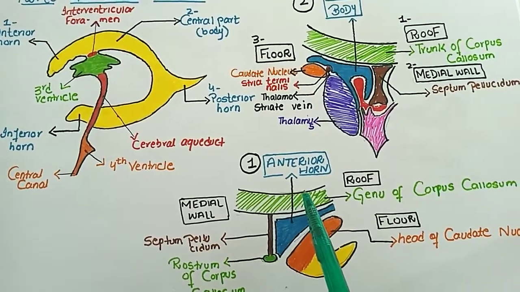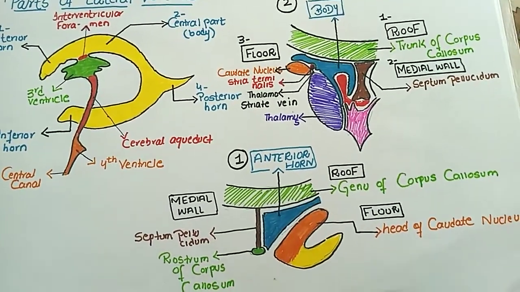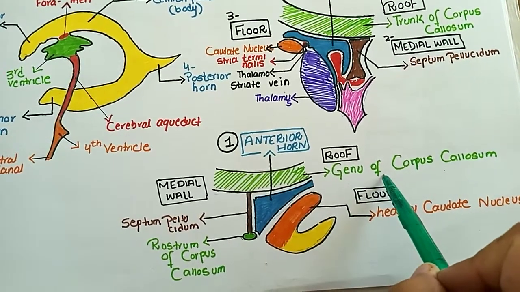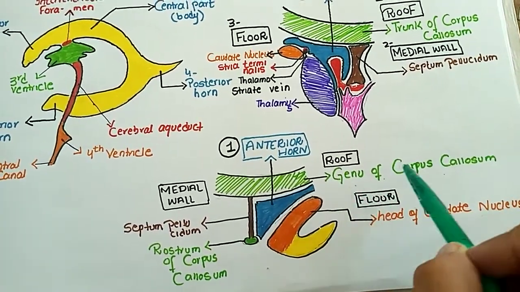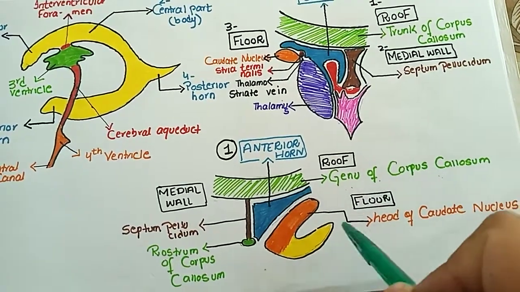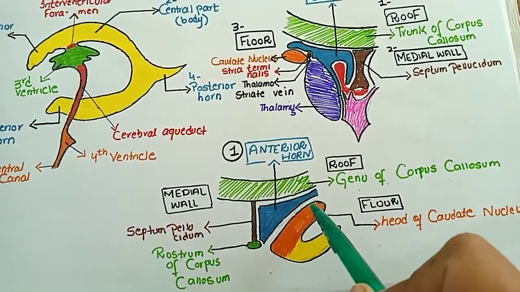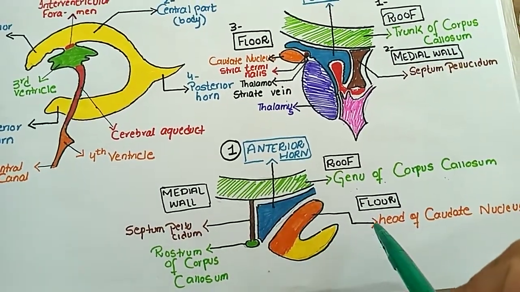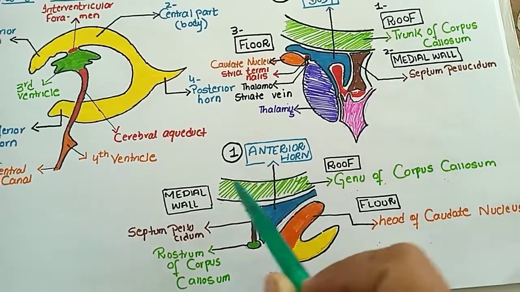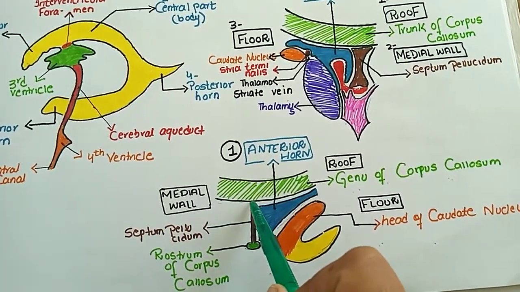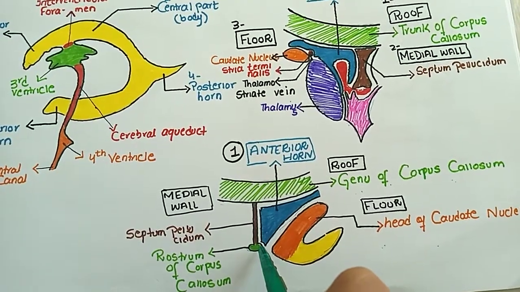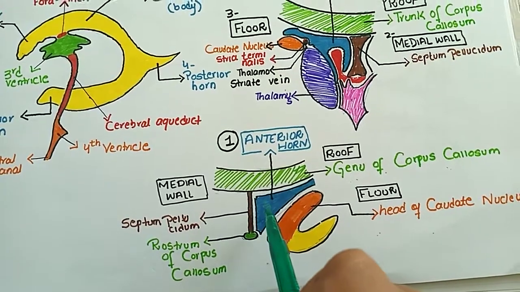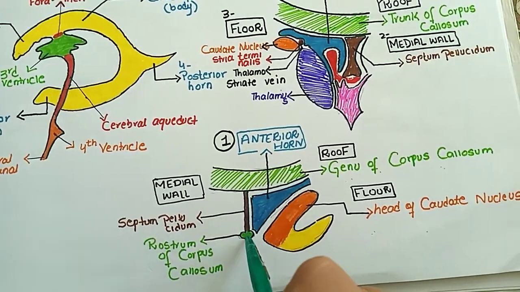Now I will start with the anterior horn. The roof of the anterior horn is formed by the genu of the corpus callosum. The genu is the anterior most part of the corpus callosum. The caudate nucleus is present at the inferior side of the lateral ventricle. So the floor of the anterior horn is formed by the head of the caudate nucleus, and the septum pellucidum is present between the two lateral ventricles, which separates the two anterior horns of the two lateral ventricles from each other, and this septum pellucidum is a double layer membrane.